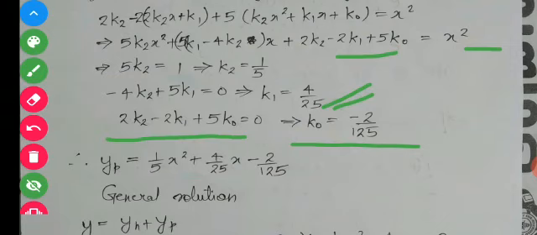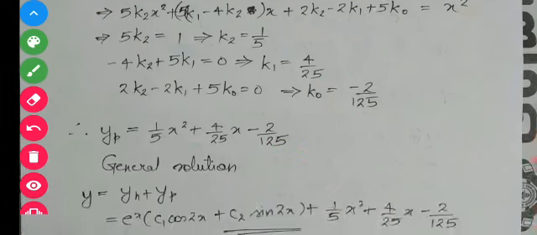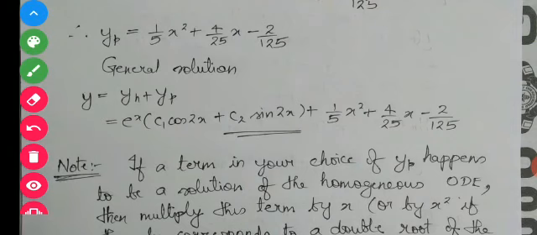Now you remember your choice of yp was k2 x square plus k1 x plus k0. So substituting all those terms here, you get yp like this. This is your particular integral. Now we have to write the general solution as y equal to yh plus yp. That is, y will come out to be e raised to x into c1 cos 2x plus c2 sin 2x plus 1 by 5 x square plus 4 by 25 x minus 2 by 125. Okay, now we are done. This is your yh, this is your yp, so taking the sum of both, you get the general solution. Now we have covered all the cases.